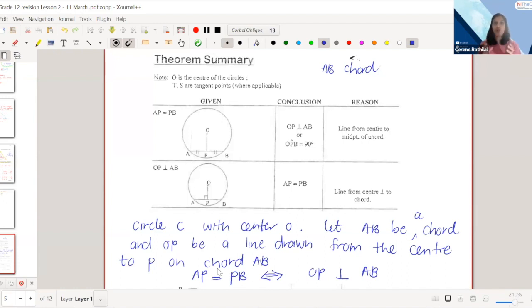When you start off with a circle, center, and a chord, and a line drawn from the center to a point on the chord, if you know that that line bisects the chord, meaning AP equals PB, then you conclude that that line is perpendicular to the chord. And if you know that the line is perpendicular to the chord, then you can conclude that the line bisects the chord. And so that is the first result that you needed to remember.